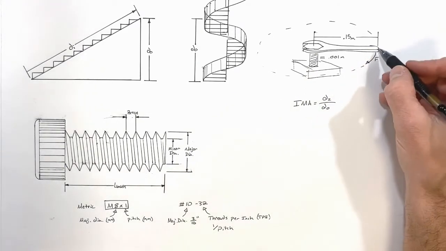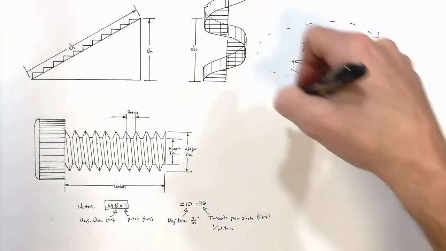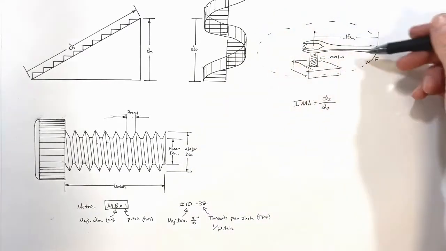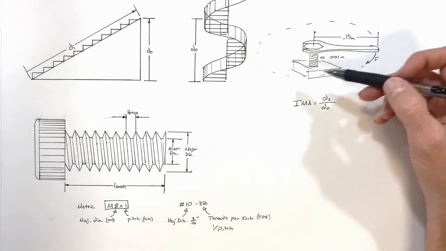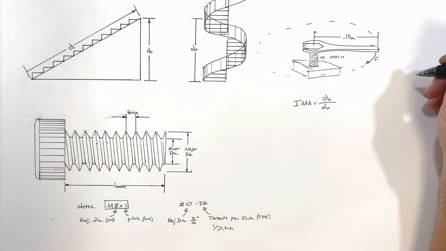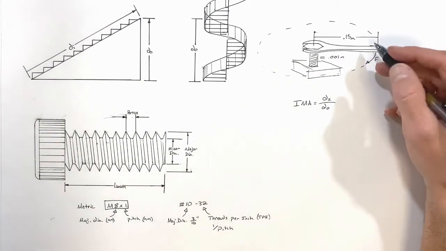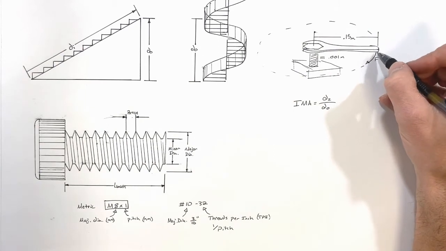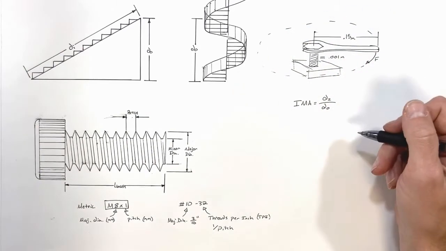Now, the input distance, we could just keep turning this wrench over and over and over again. We could turn this around hundreds of times if we wanted, depending on the length of the bolt. So coming up with an input distance seems a little bit strange at first, but I want you to realize, let's just look at turning this wrench around one single time.